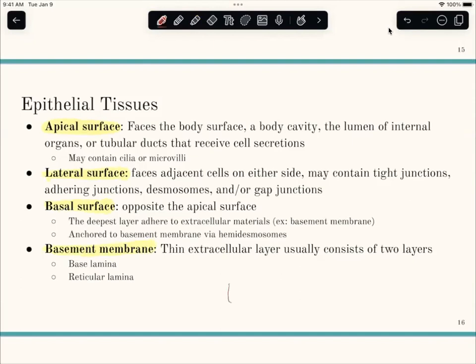So if I draw a little epithelial cell here, there's my nucleus. This is my apical. This is my lateral. This is my other lateral. My basal. And then underneath that basal side, which is just the bottom of the cell, is my basement membrane. That's all this slide is saying. The apical is that top surface, the basal is the bottom, the lateral is the sides that are connecting together somehow, and then that basement membrane is that bottom layer it usually attaches to.